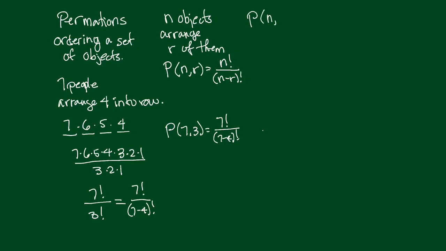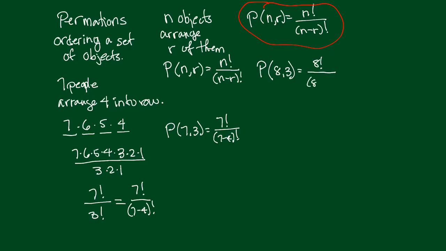So a permutation of n objects taken r at a time is n factorial over n minus r factorial. Here's an example. What if you have 8 objects and you want to arrange 3 of them? By formula, it's going to be 8 factorial over 8 minus 3 factorial.